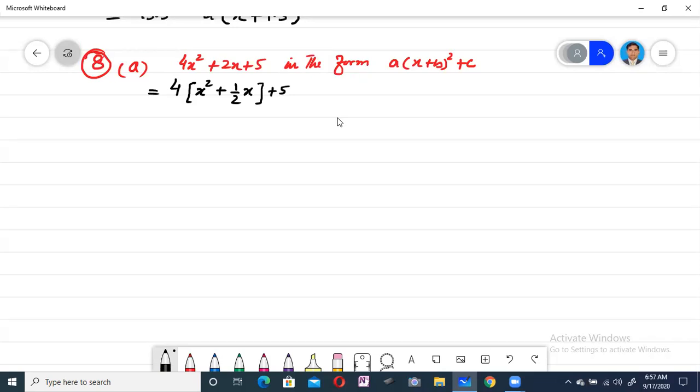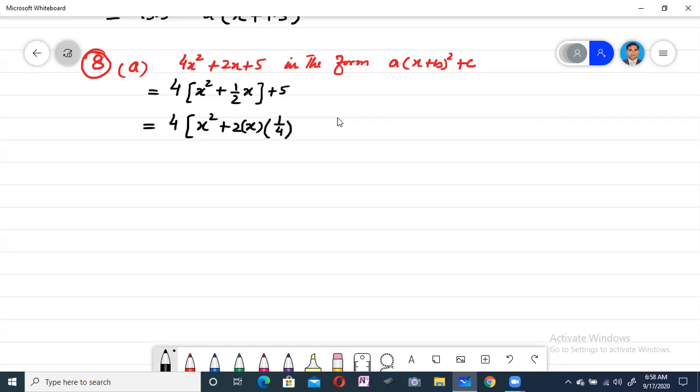Now if you could not understand, then you can multiply this 4 inside the bracket. If you are getting the same thing as in the question, then it will be correct. Now 4 as it is, inside the bracket we will make the perfect square. a square is x square plus 2 into a is x. b, what will we write here to make 1 by 2x? b we will take here 1 by 4.